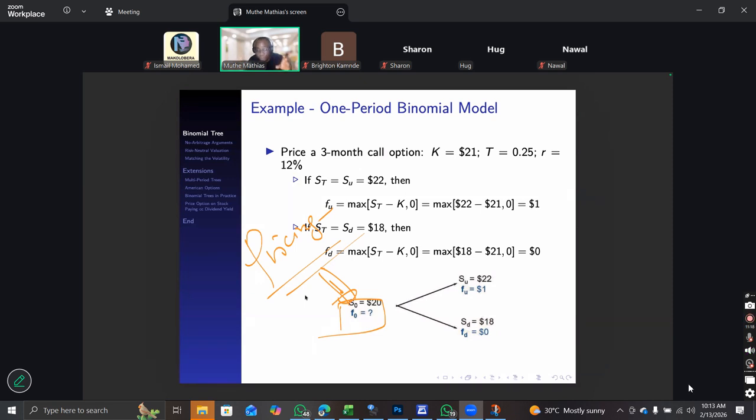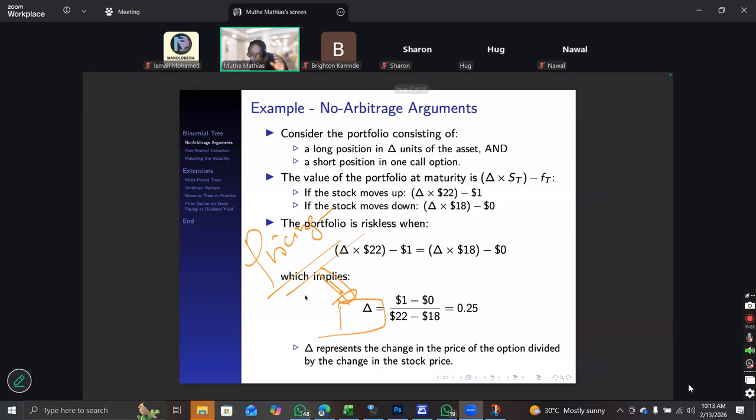We want to find out the price of the option. So what I'm going to do now is show two approaches you can use to find the price of the derivative. Right? The first one is called no arbitrage. So the first one is based on the no arbitrage argument.